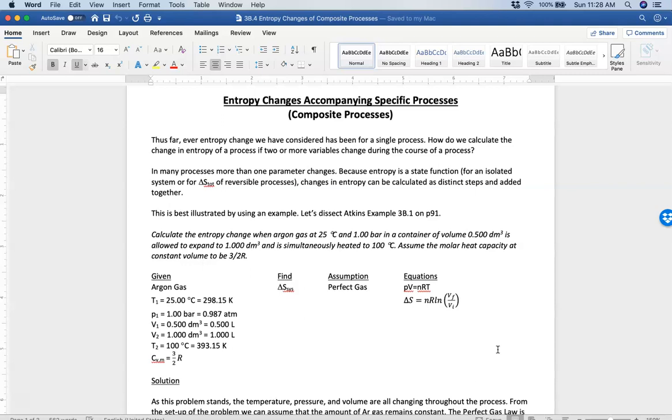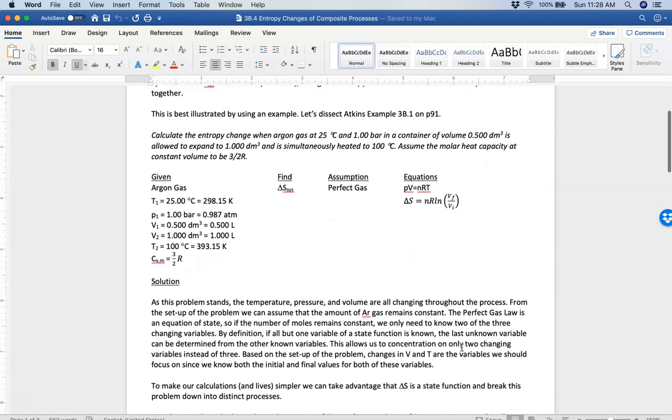In many processes, more than one parameter changes. Because entropy is a state function, for an isolated system or for the change in entropy total of a reversible process, the changes in entropy can be calculated as distinct steps and then added together. This is best illustrated, like I said, in this example from Atkins.